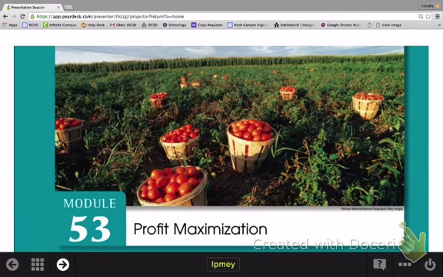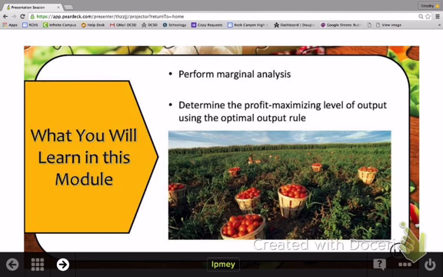Now that we've learned what the definition of economic profit is, now we're going to look in this module at how firms maximize profit. So in this module, we'll return to our good friend marginal analysis, because economists always say decisions are made at the margin, and we'll perform marginal analysis to understand how profit is maximized. And then we'll determine the profit maximizing level of output using the optimal output rule. In other words, we'll determine the quantity of a good or service that a firm should produce to maximize its profit.